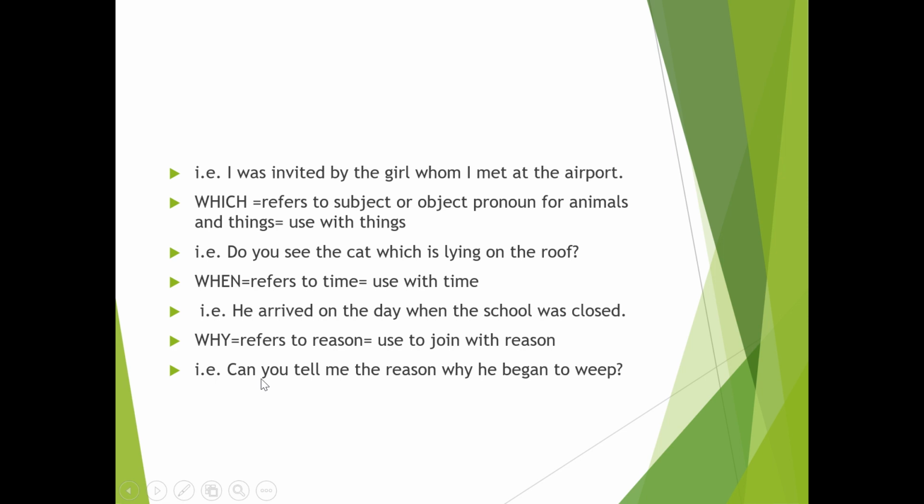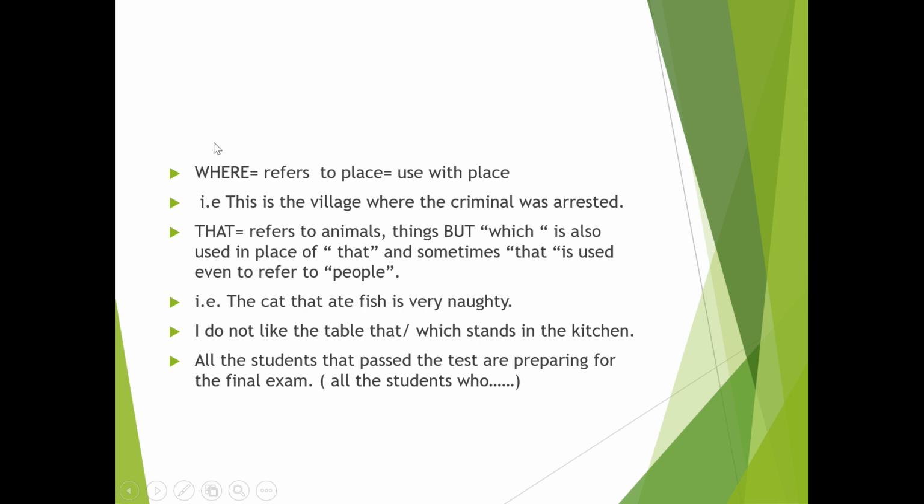Can you tell me the reason why he began to weep? Why reason began to weep? Reason भन्न सक्नुहुन्छ. Why he started weeping? That is the sentence. Where refers to place and we use with place सँग प्रयोग गरिन्छ where लाई. This is the village where the criminal was arrested. जहाँ अपराधीलाई पक्रियो. Where यो ठाउँमा यही villageमा. This is the village. Village where in this village the criminal was arrested.